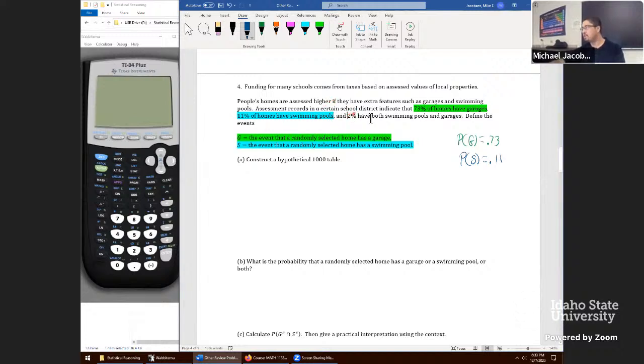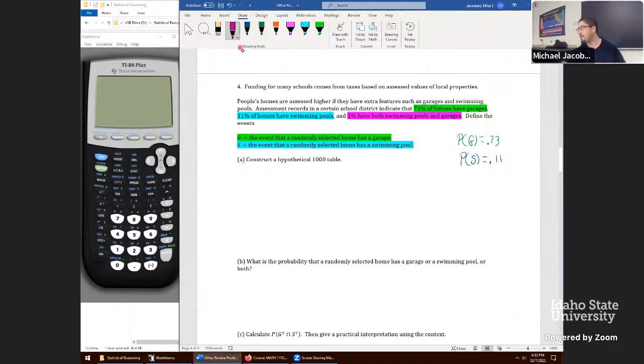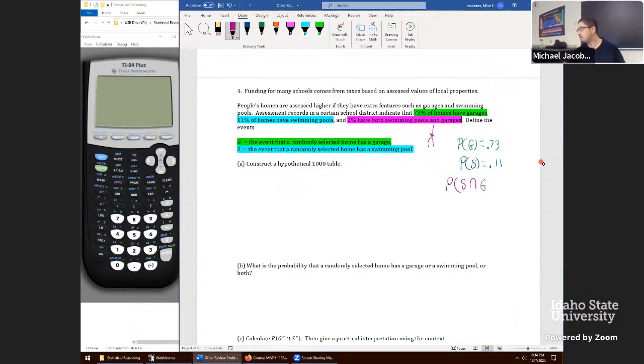Finally, it says 2% have both swimming pools and garages. But this tells us this last one is a probability statement that goes in this way. Probability of S, the word and turns into an intersection symbol. And intersection is a great thought to make because in our table, the number coming from here is going to be where the events intersect as one cell. So S intersect G is at probability 0.02. So that's our initial analysis on the problem.